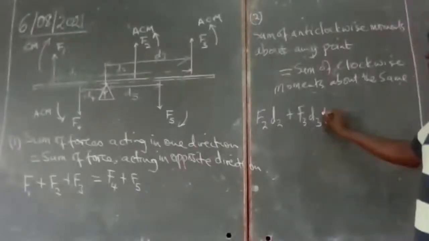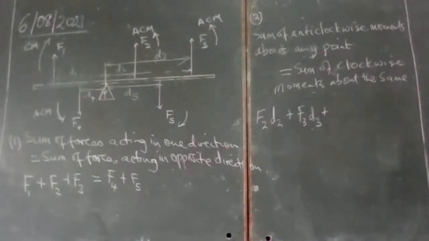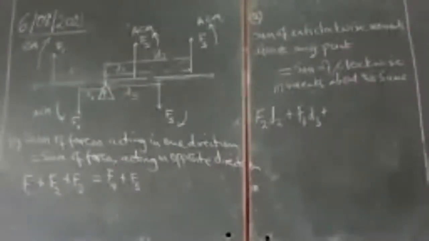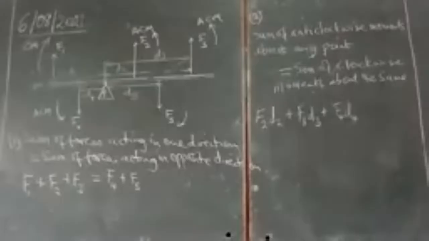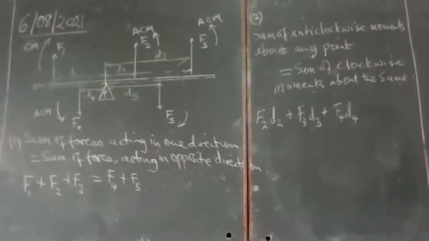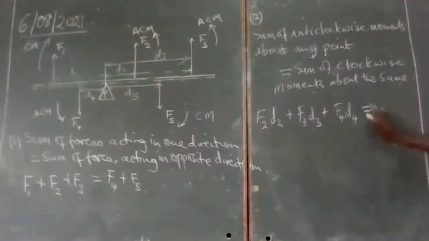Is there any other anticlockwise moment? F4 times D4. We are done with those moments, isn't it? Yes. So they are equal to which moments? F1 times D1 plus F5 times D5.